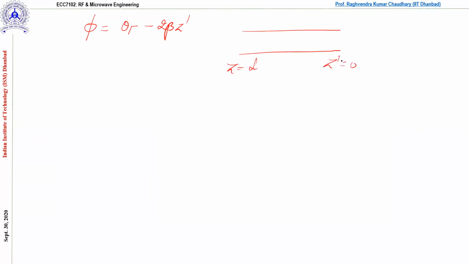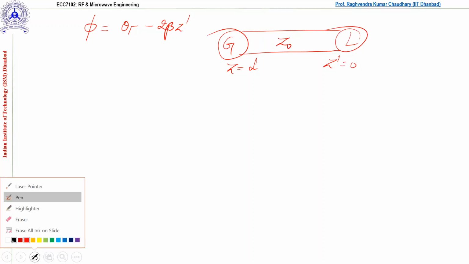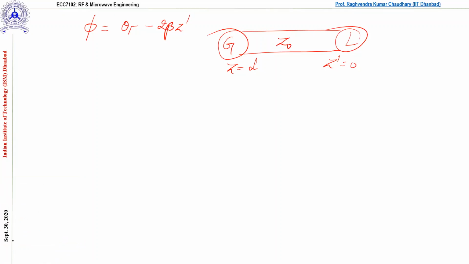Okay. Another thing we have seen is that phi is equal to theta gamma minus 2 beta z dash. Remember these things. So what is that actually? This is a transmission line, let's say of length d. This is a generator and this is a load. This is a transmission line of characteristic impedance Z0. This we know already, and we will not talk more about it because we have the proper background of the transmission line.